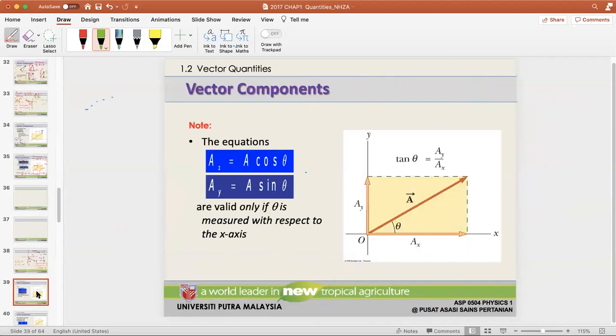So this is valid only if theta is measured with respect to the x-axis. As I mentioned before, if your angle is here instead, measured with respect to the y-axis, then this equation is no longer valid. So remember the component that touches the angle gets the cosine. This equation does not apply when your angle is not measured with respect to the x-axis.